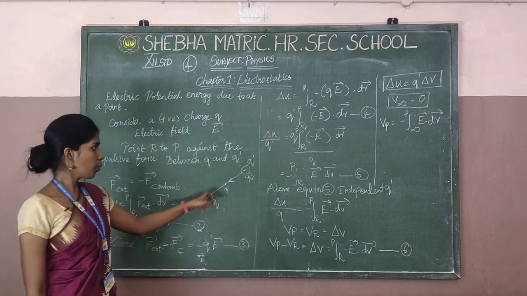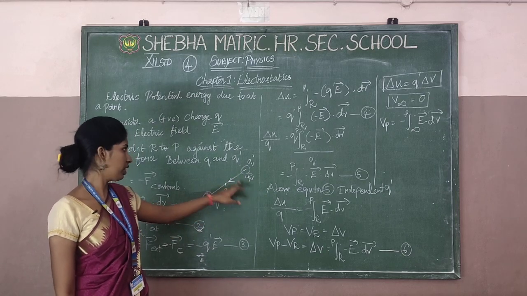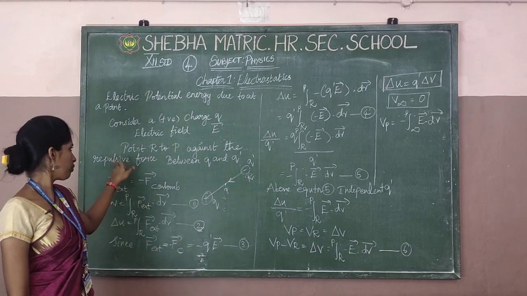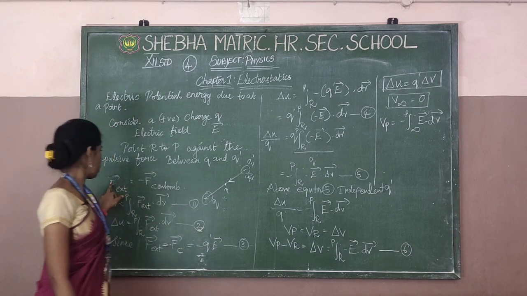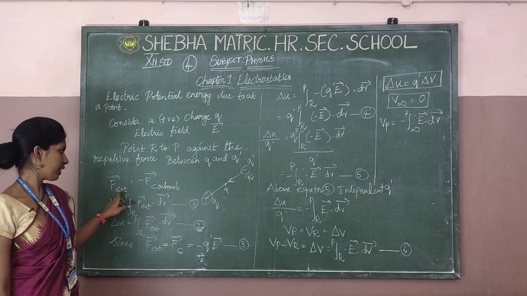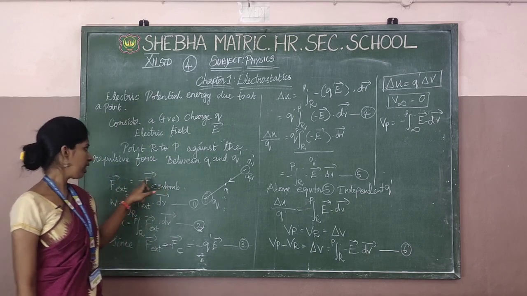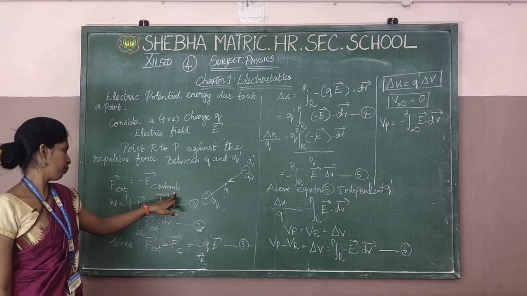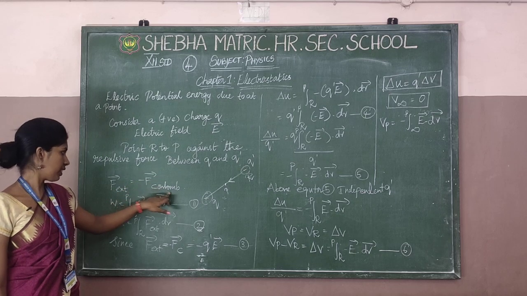Q and Q dash, the repulsive force between the two charges, we mention the point. The repulsive force gets reversed, so the external force we apply is considered to be the same. The force will be the Coulomb force, with the symbol of minus F vector Coulomb.